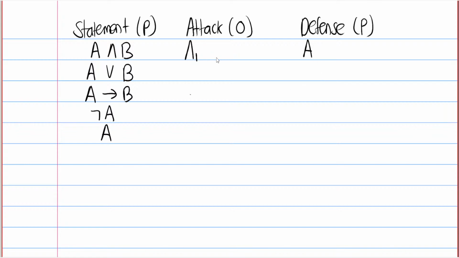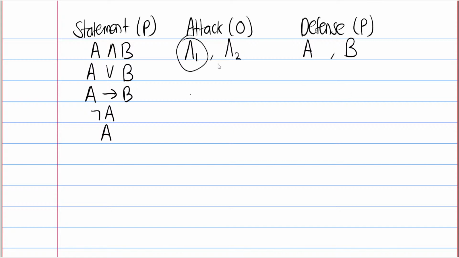And the second attack, right? There are 2 possible ways to attack this statement. And the second attack is just the and symbol with a subscript 2. And this stands for O asking, hey, since you're saying this is true, you should be able to provide me with the fact that B is true, right? Because you're claiming that both of them are true. So if I ask for one of them, you should be able to provide it to me. So I'm asking for the statement B, and P has to defend with B, right?